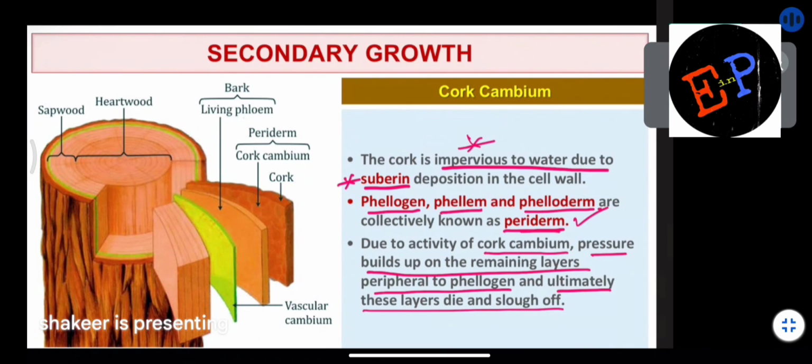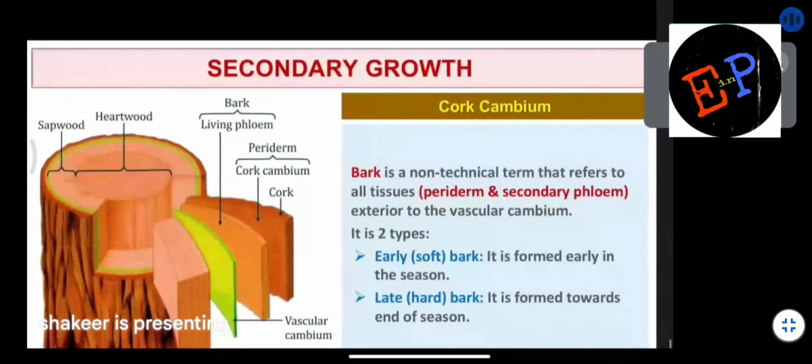So here one point which you should understand is that pressure always develops on the outside. Pressure never develops on the inside. Because of vascular cambium also, pressure was developing on the outside. And because of cork cambium also, pressure was developing on the outside. Fine, that's it.